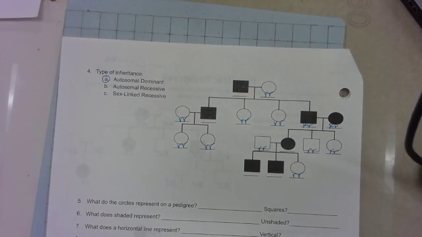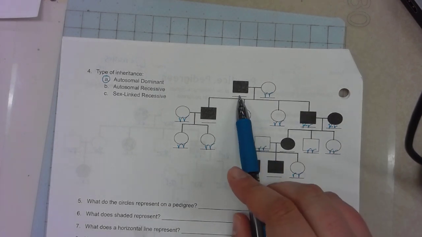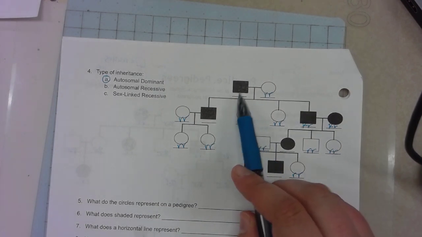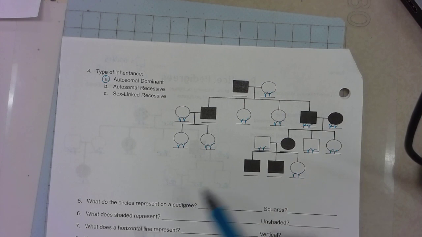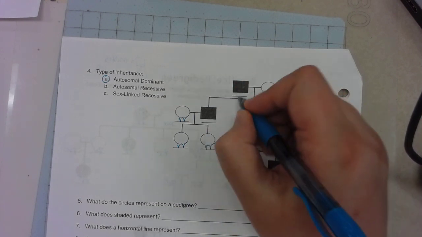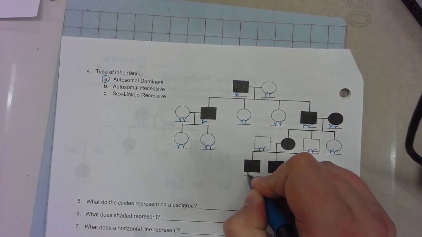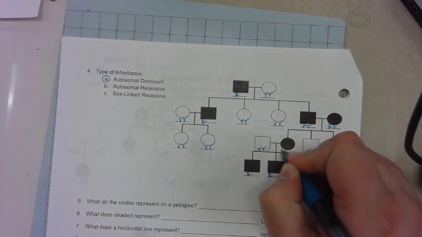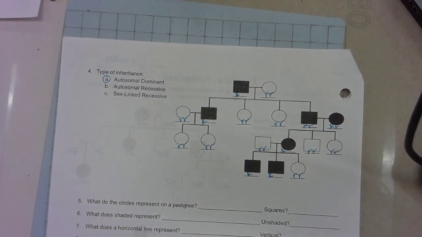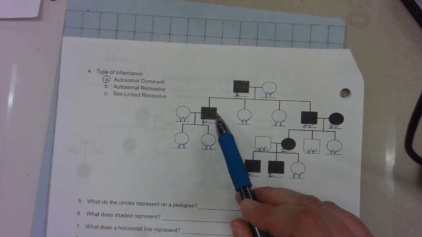So now I'll start from top to bottom. We have a dad here. We're not going to start from top to bottom. What we're going to do is everyone who's shaded, we're going to go in and write at least one big R because we know they have at least one dominant allele because they have the dominant trait. And now we're going to start from top to bottom.